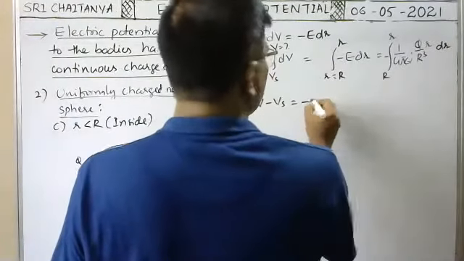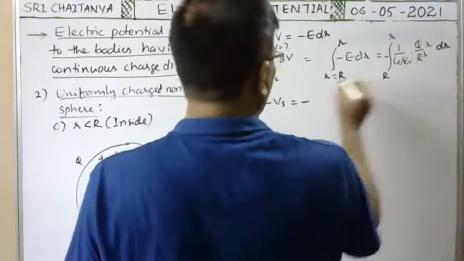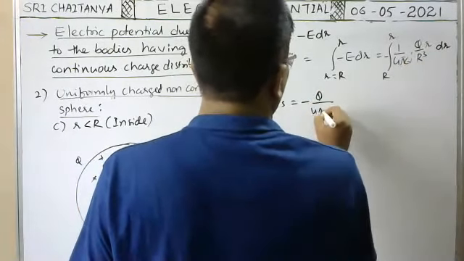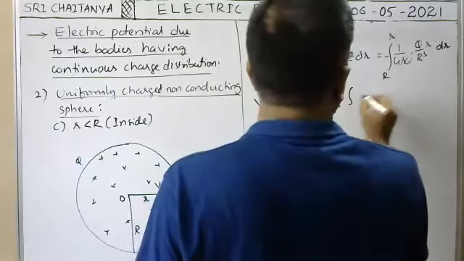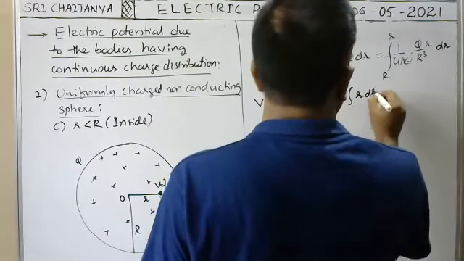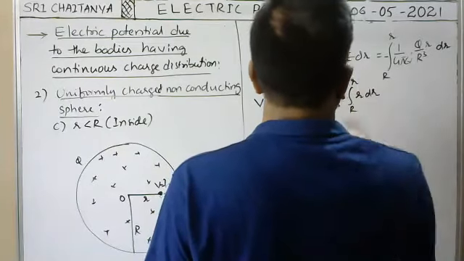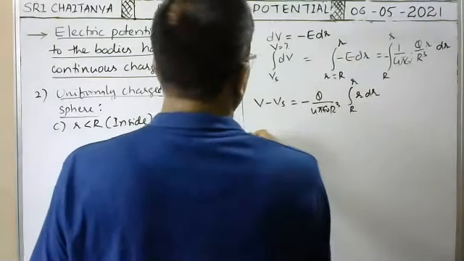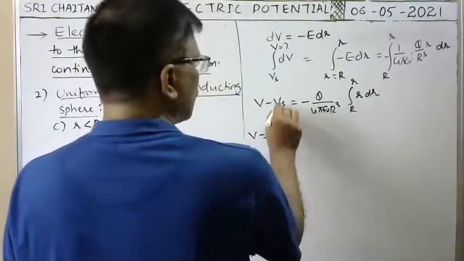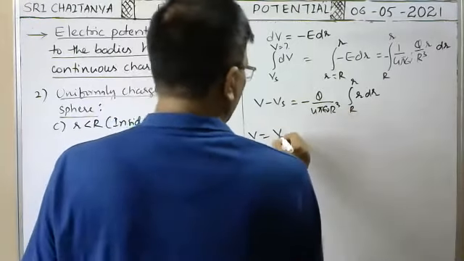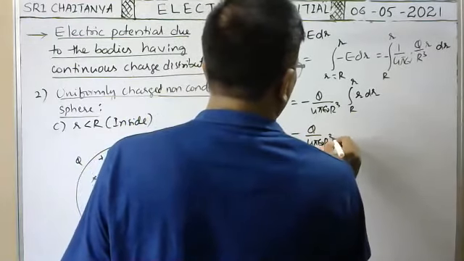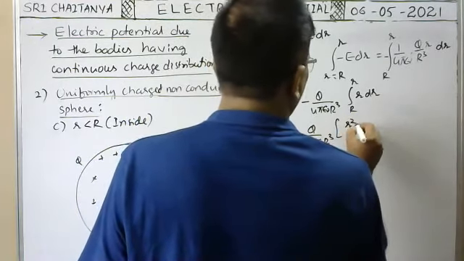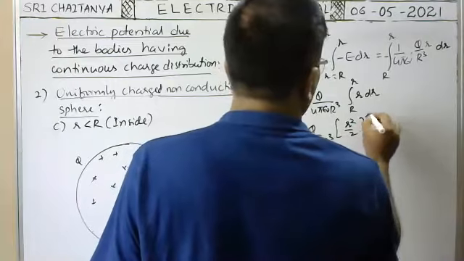Okay. In this, of course, minus 1 by 4 pi epsilon naught Q by R cube we can write outside. Q by 4 pi epsilon naught R cube you write outside, into the integral of small r dr, limits capital R to small r. V is equal to, you bring this Vs to the left side, then V is equal to Vs minus Q by 4 pi epsilon naught R cube into r square by 2, limits capital R to small r.